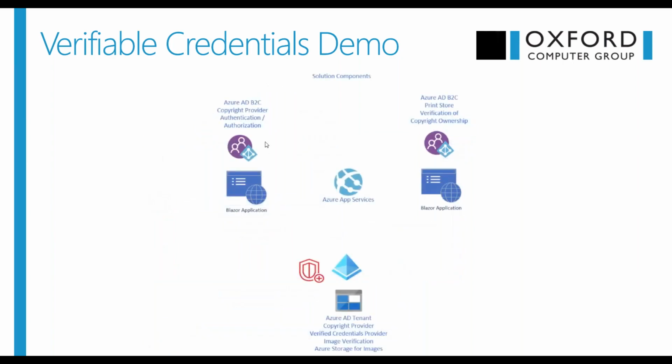These are the components that I'm going to show you. These Blazor applications are going to look very similar. That's just because I created them for demo purposes. But I have a Blazor application that represents the copyright owner verification. This is where I'm going to get my verified credentials from, and I'm going to present it to my backend, this printmaker. This is an application that represents a printmaker that's using Azure AD B2C to ingest those verifiable credentials. And then on the back end, I have an Azure AD tenant that is issuing those verifiable credentials, as well as having a storage for my images, so that the printmaker can grab the images directly from the tenant or directly from the application that is housing the copyright ownership procedures there.